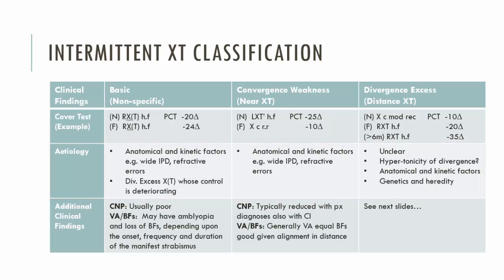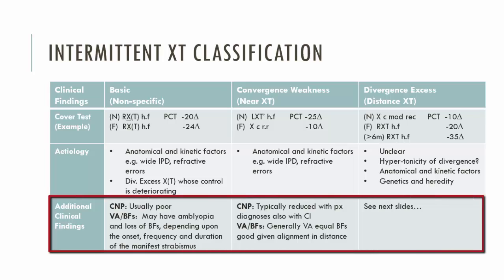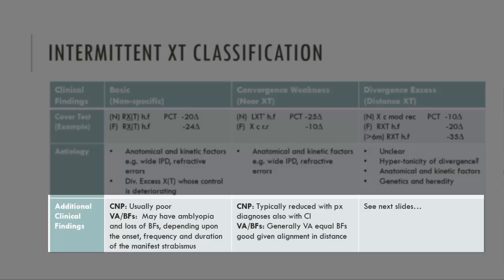Now, moving on to what do we expect of these patients on other investigations, what I've included here are the tests again that we're more likely to see an issue with or where we may see an anomaly. So with the basic deviation, in some instances the convergence near point will be reduced, and with regards to visual acuity or binocular functions, these are at risk depending on how frequently the deviation is manifest and then the onset. So as an example, if the patient is very young and the deviation is manifest most of the time, so let's say 80% of the time, that patient is at risk of amblyopia and a reduction in binocular functions.